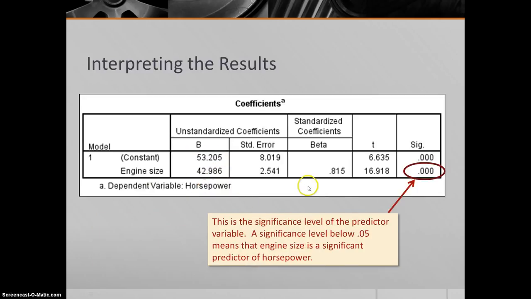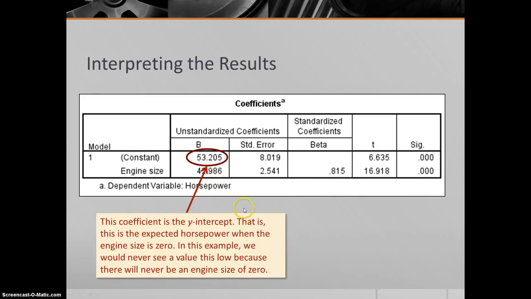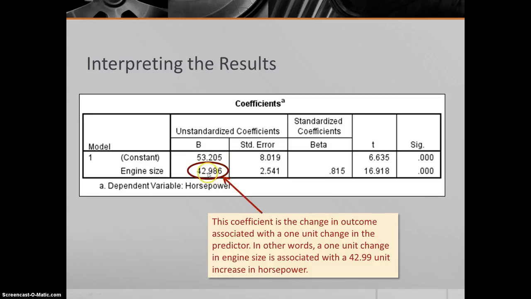Oh, cool. It actually goes through it. Okay, I'll use this then. Forgot that it did that. So this is the y-intercept. So this is the expected horsepower when engine size is 0, right? So in this case, we'd never see a value this low in real life because there will never be an engine size of 0. So the idea is if the engine size is 0, that's the constant, and as you increase the engine size, you multiply it by this number and add it, and that'll give you your predicted horsepower.